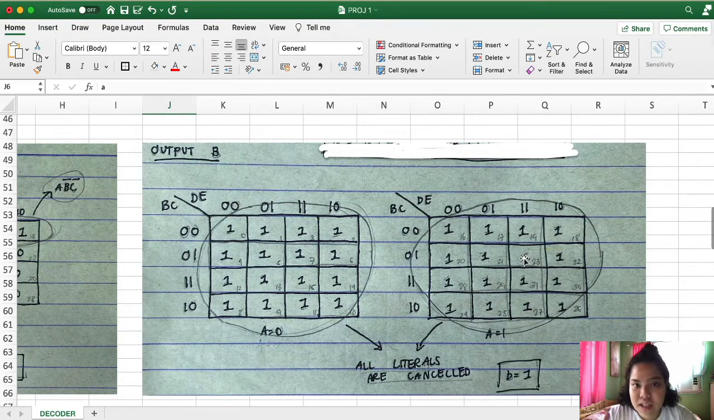And then since this is a 5 variable K-map, we can think of this as a 3-dimensional output. So if that is the case, then they inherently overlap. So literal A also cancels out along with literals B, C, D, and E. So if all literals are cancelled, output B will just inherently be 1 or a constant.